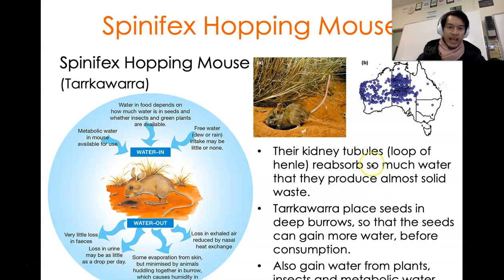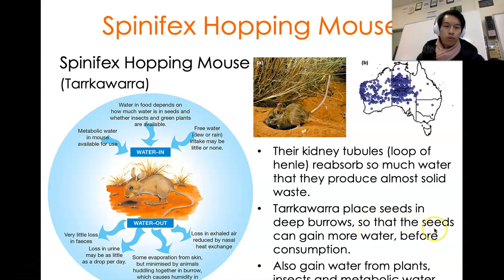On top of that, they have these kidney tubules, particularly this structure inside the kidneys called the loop of Henle, which is designed to reabsorb water. And so the Spinifex hopping mouse's loop of Henle, proportionate to the rest of the kidney, is one of the longest of any organism in the world, which allows it to reabsorb so much water that it pretty much produces solid urine, right?